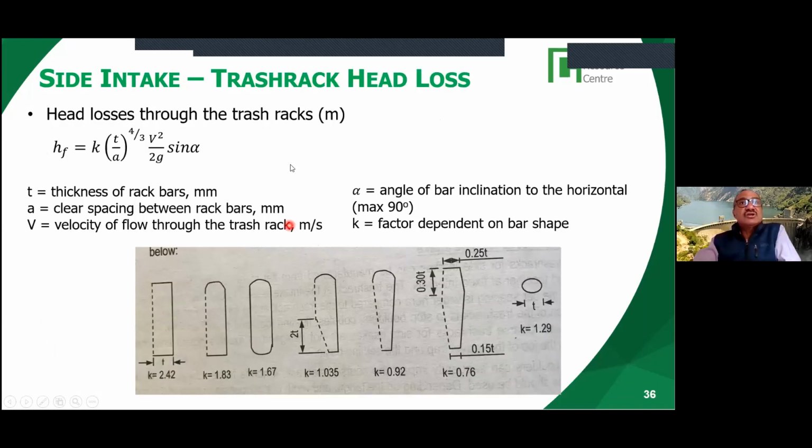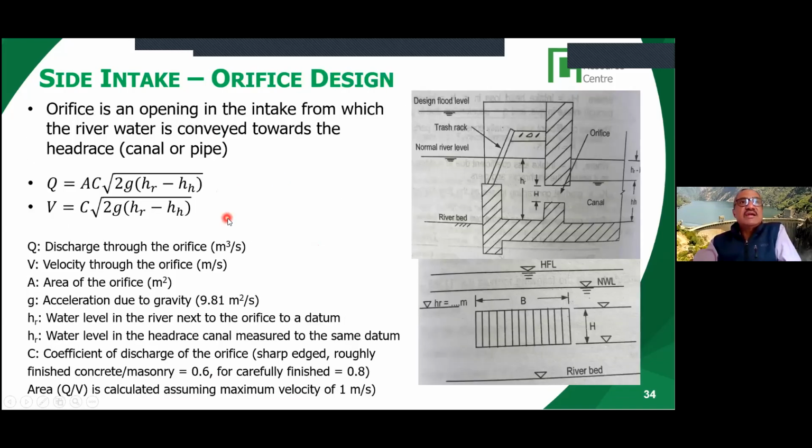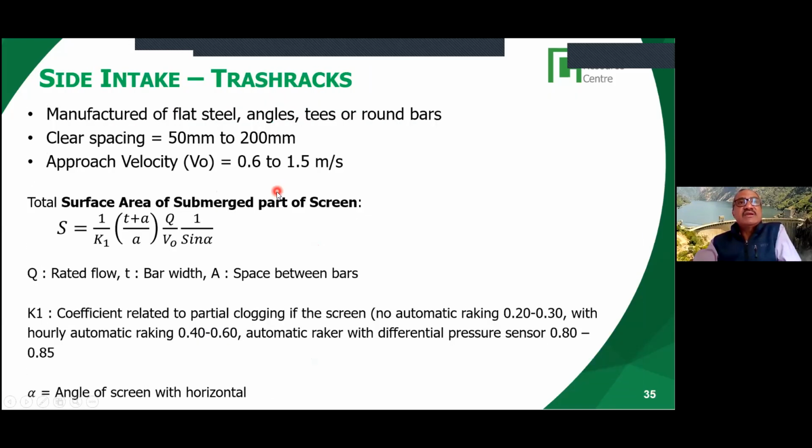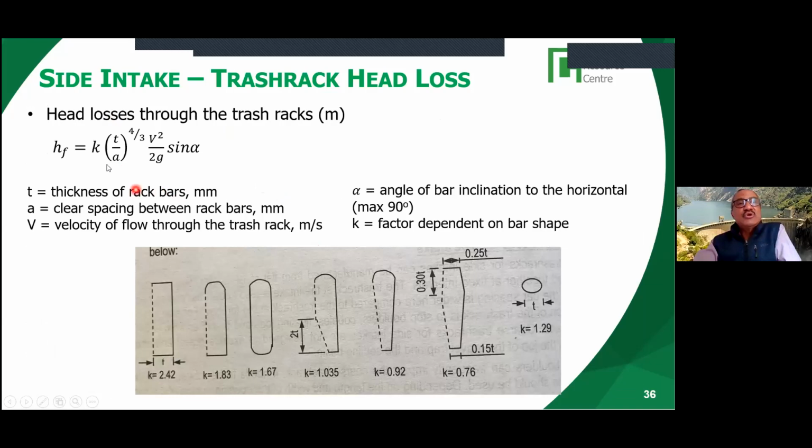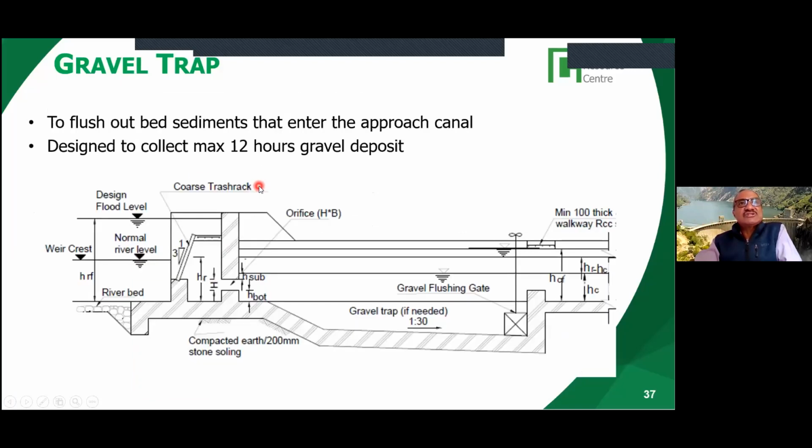And there is a head loss from the trash rack also, so you have to calculate it. Originally, we calculated the head loss from the intake. Now we calculate the head loss from the trash rack, and we use a similar formula. This is the velocity head, but then we use the coefficient K, T over A to the power 4/3, sine alpha, where T is the thickness of the rack bars, A is the spacing of the rack bars, V is the velocity through the trash rack, and alpha is the angle of the bar. The K factor depends on the shape of the bars. So this is how we calculate the head loss from the trash rack.